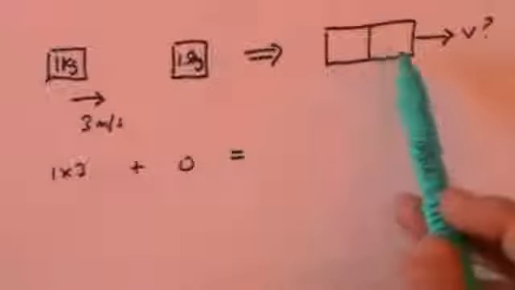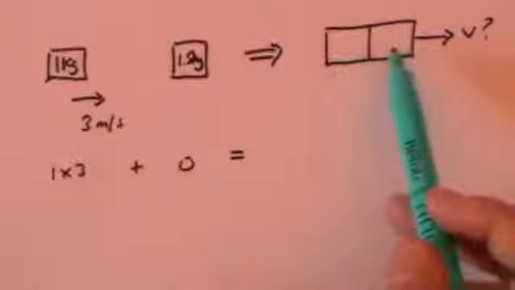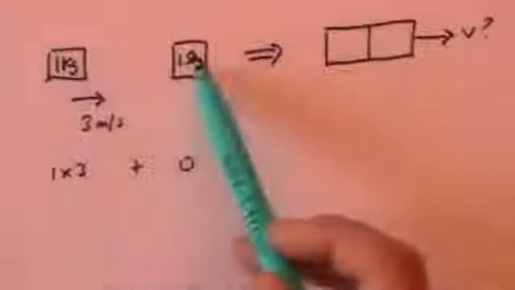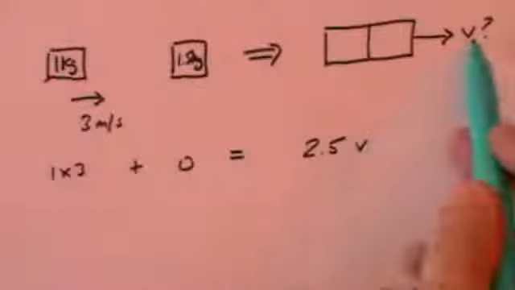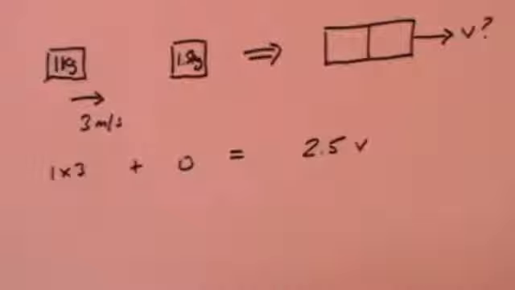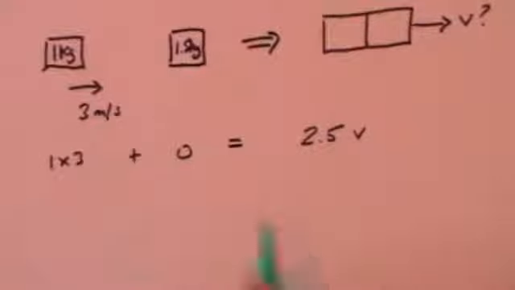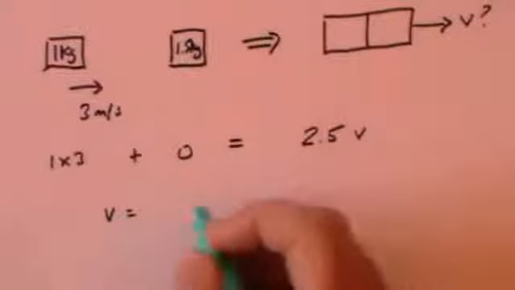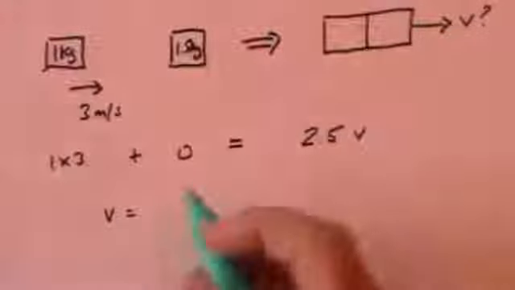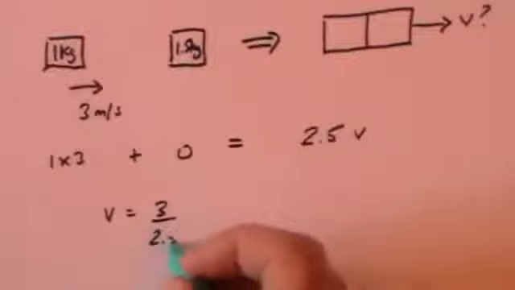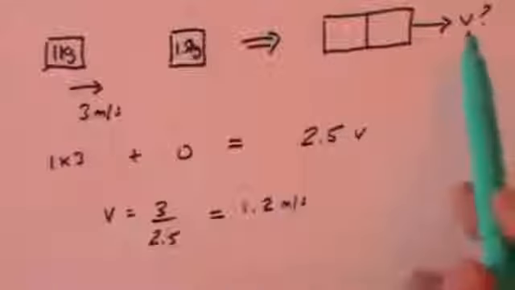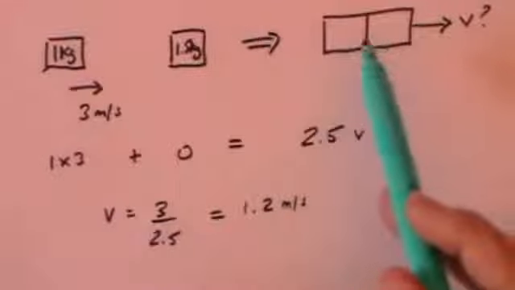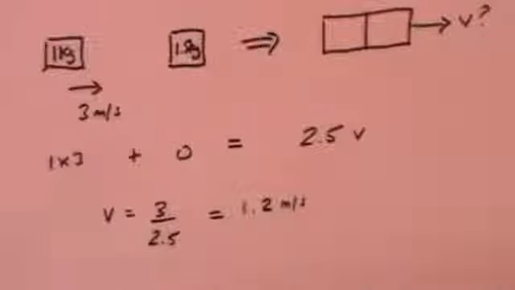What is the momentum afterwards? Well, now we've got a combined mass of 1 plus 1.5, which is 2.5, times the velocity v, which is the velocity of the coupled arrangement. And so now you've simply got that v is equal to 3 divided by 2.5, and that equals 1.2 meters per second. So the velocity with which this coupled unit will move to the right will be 1.2 meters per second.